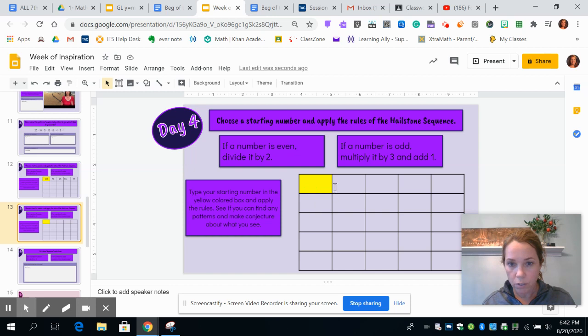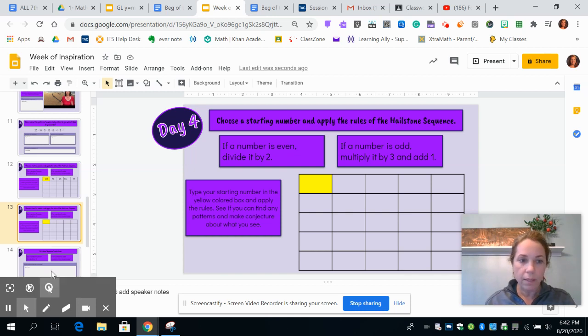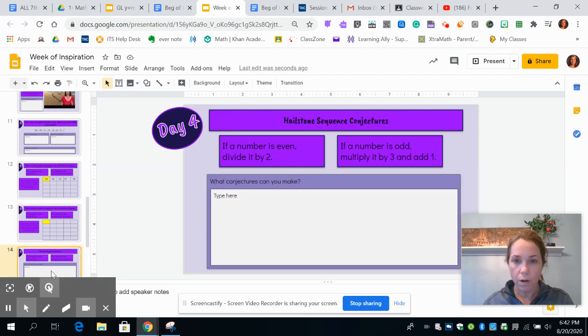And then why don't you try to do at least 2 rows. If you really enjoy it, you're welcome to do the entire thing. But just see how many you can get, and then come down to that last slide of day 4 and tell us what your conjectures are, or what are your thoughts? What is the pattern that you saw?